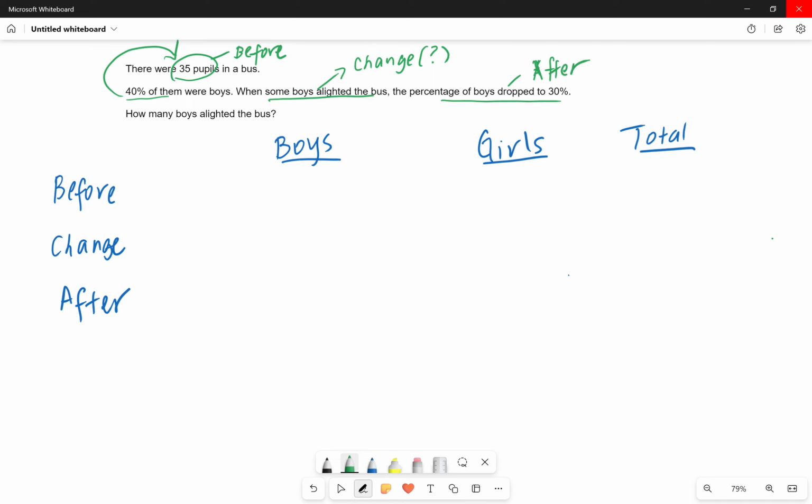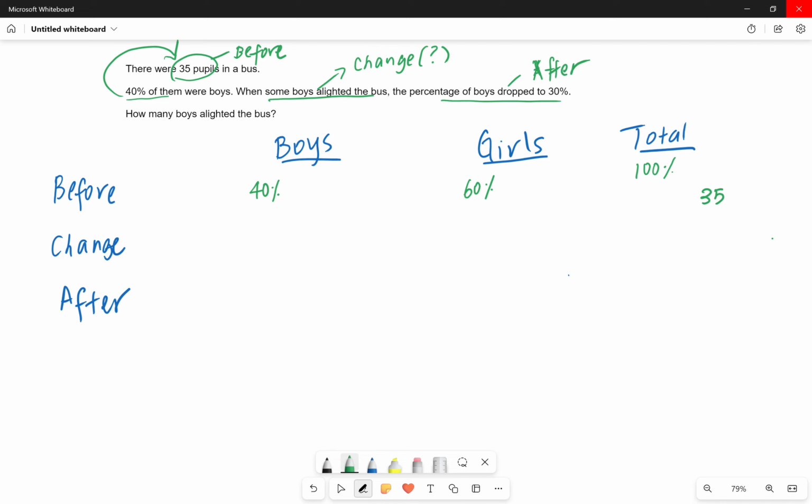So let's start to put the information into the before-change-after table. Now, 35 pupils in the bus at first, so we can annotate 35 under the total column. We do know that 40% at the beginning are boys, so 40%. If 40% are boys, the remaining 60% must be the girls. And the total will bring us to 100%.